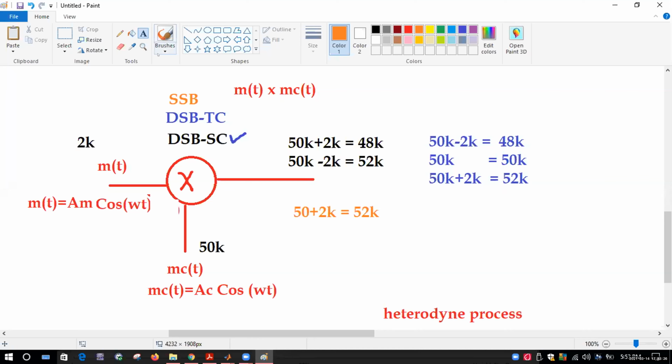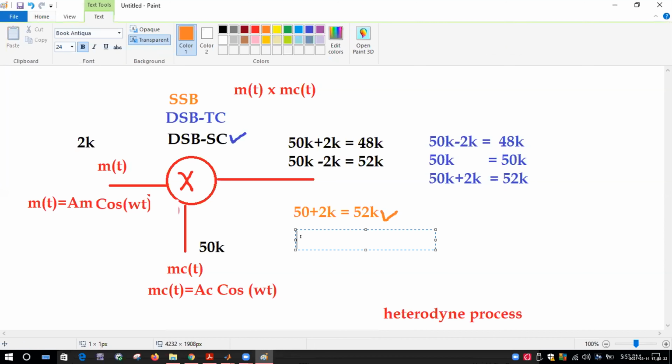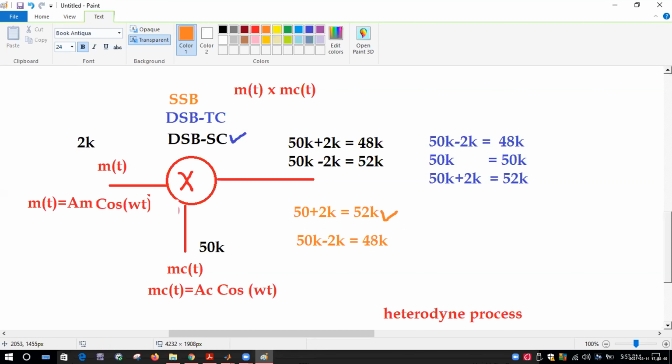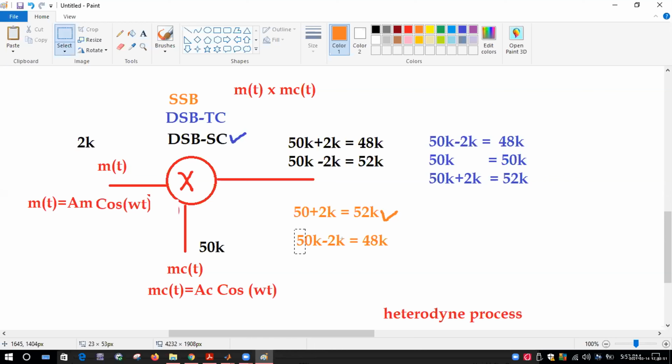So either you can send out this signal to the antenna, or you can send out this one. That's 48K, sorry, K equals 48. So you can choose any one of these and send them out. So now, do you have the idea what we're doing here?